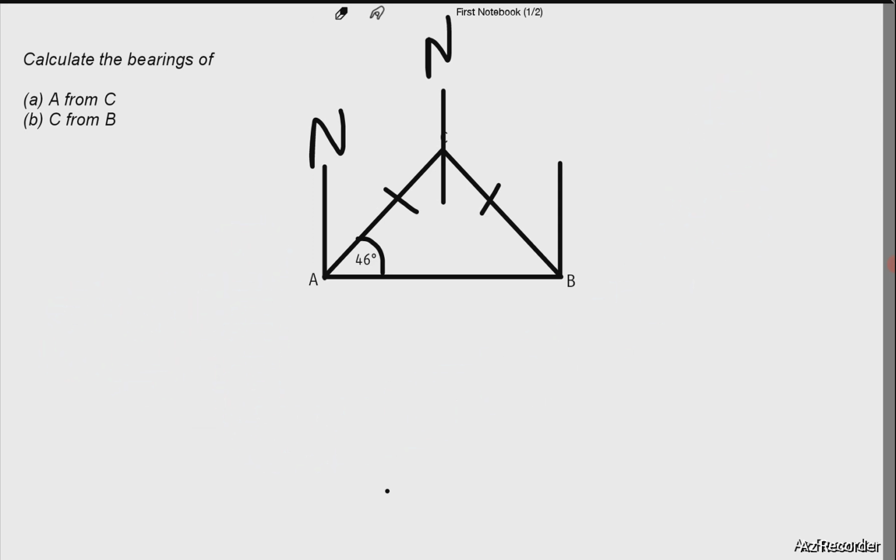So at the north of C, then we go to A. We take notice that we're standing at this part, and then we need to go to where A is. That's the bearing that we're supposed to find there. So we're finding A from C.